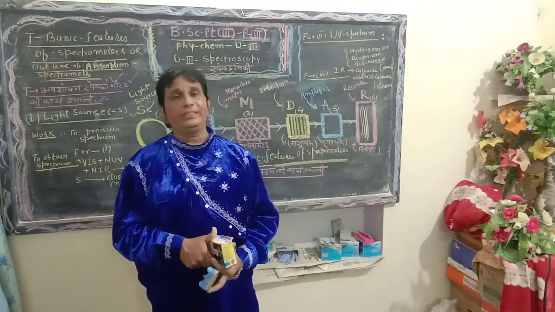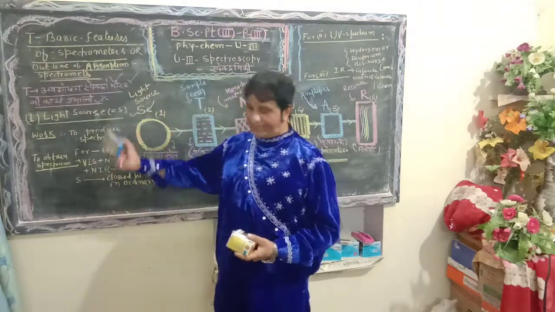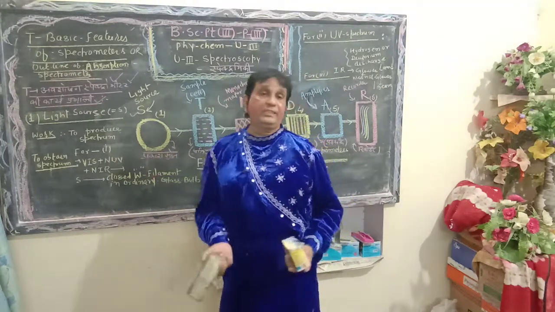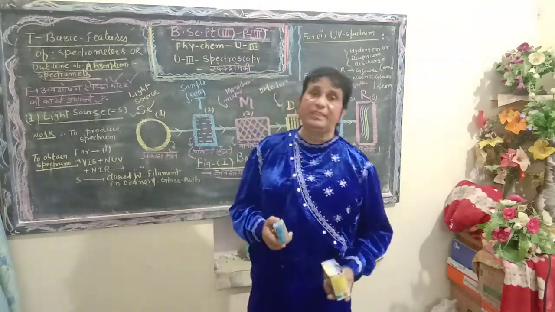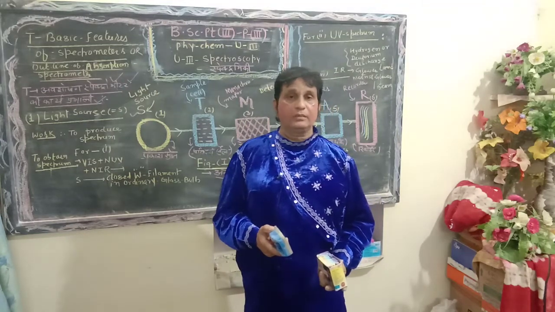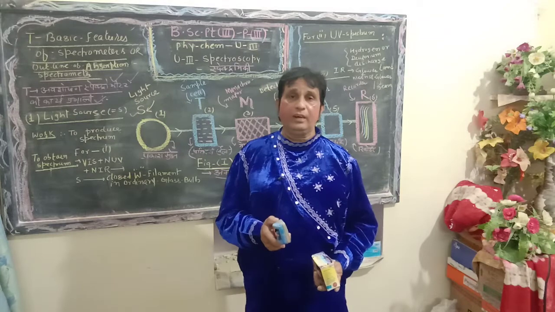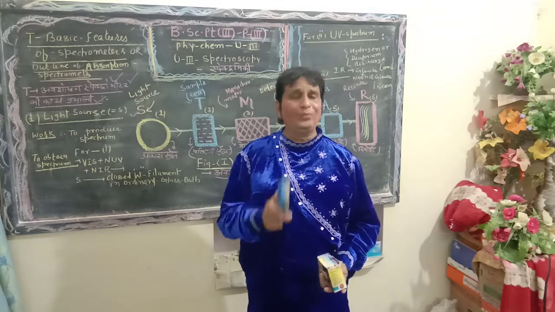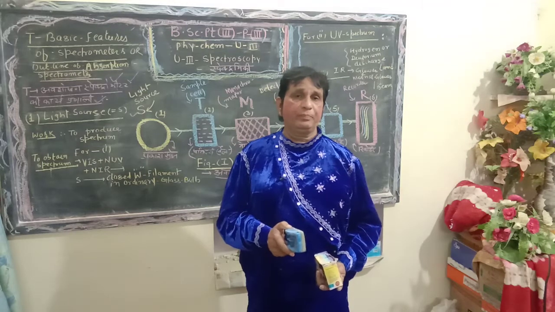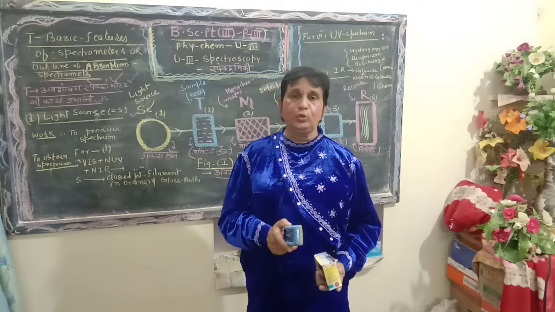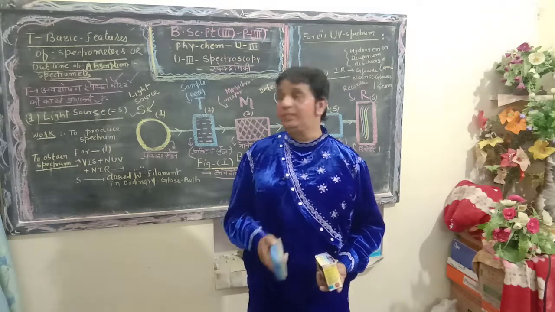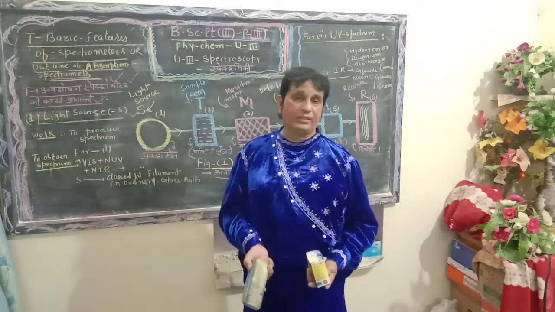Try to understand here the first one, the light source S. Suppose light source S, that is its work. First try to understand the fundamental work of the light source: a device which is used to produce specific radiations is known as a light source.